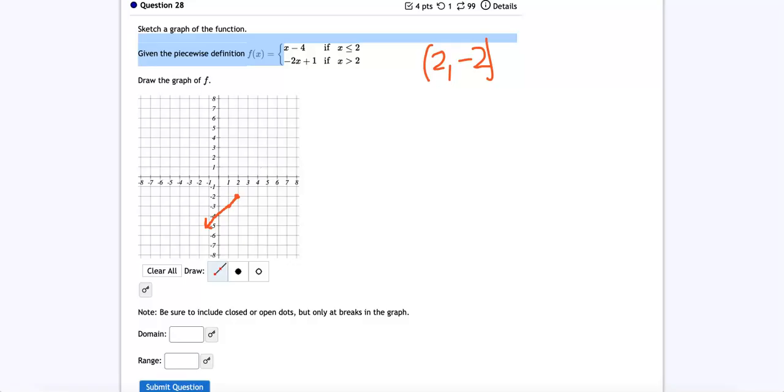And then the second part starts at +2, and so I can plug in 2 into the second one as well. If I plug in 2 to this, I'm going to end up with -4 plus 1, so that would be 2, -3. And this would be an open circle for this dot. 2, -3, this is my open circle here. This has a slope of -2, go down 2 over 1. So this graph now is going to the right, only I do not extend it to the left.